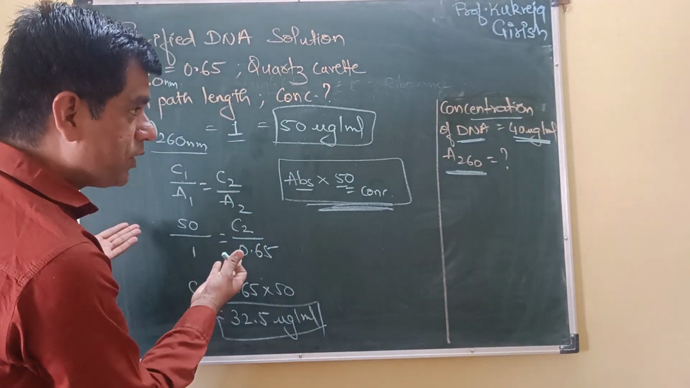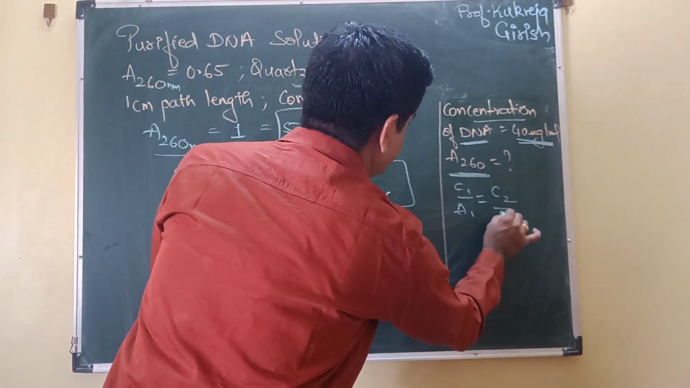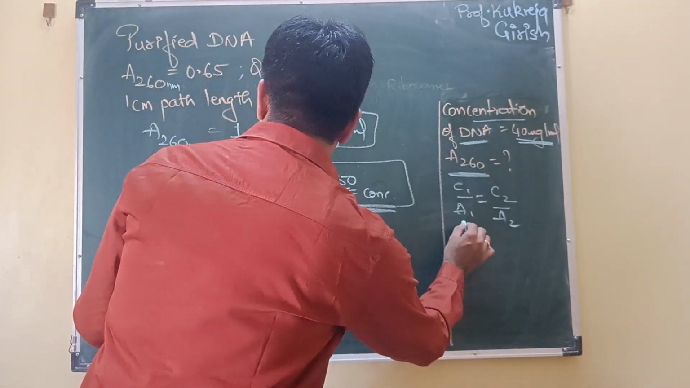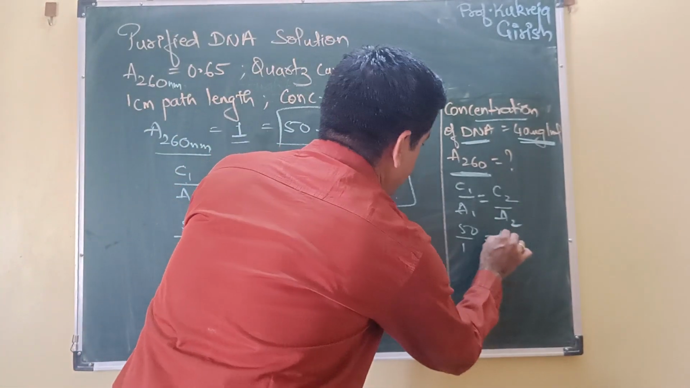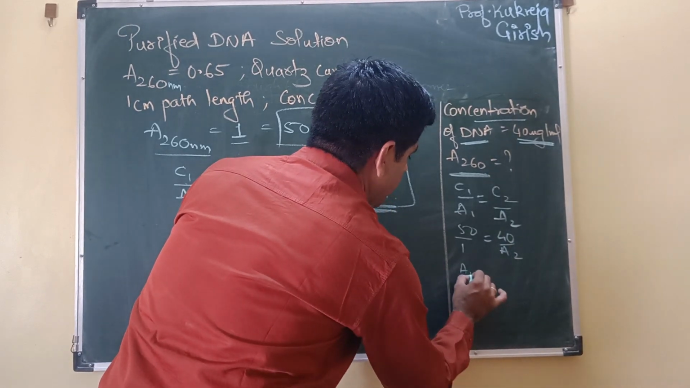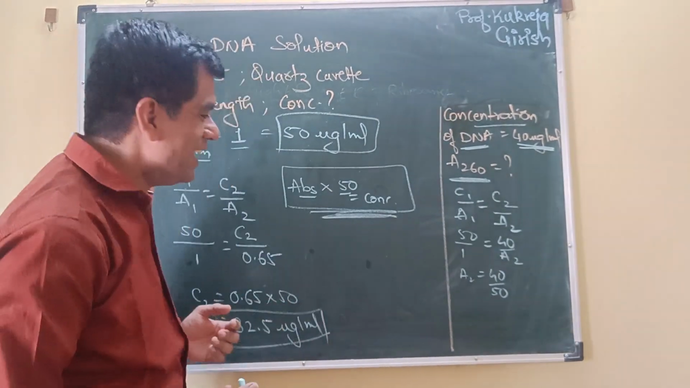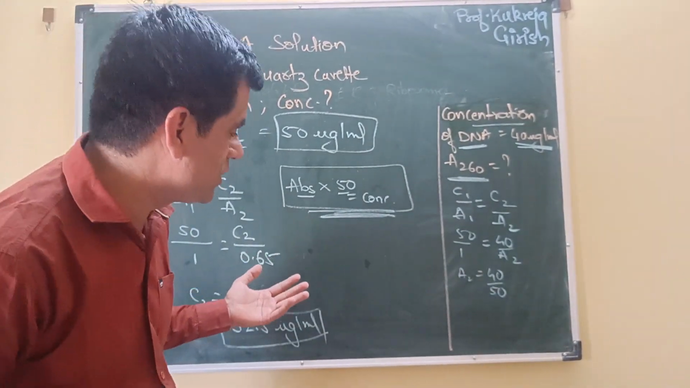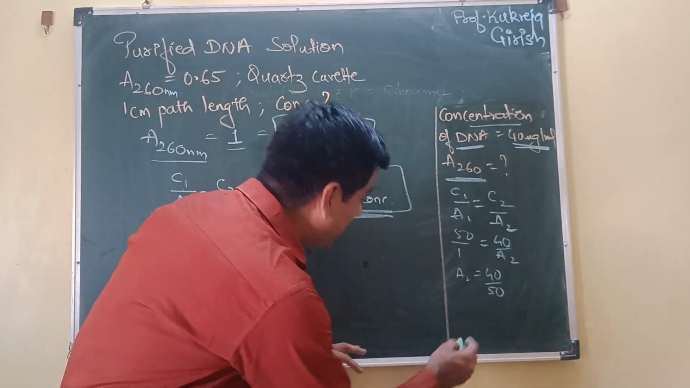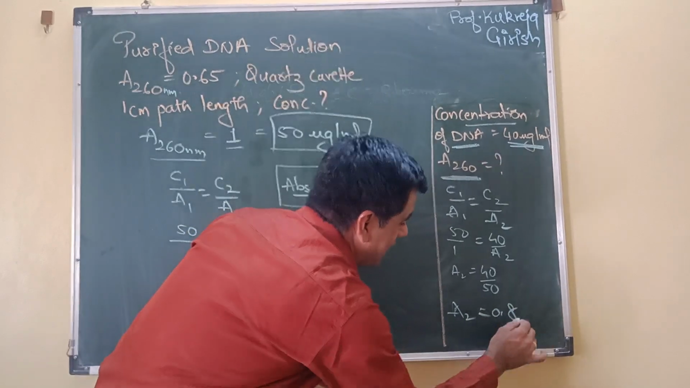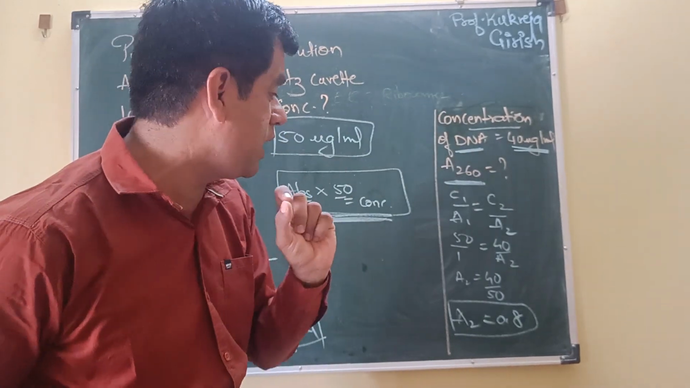So I'll go with the same thing. I have C1 upon A1 is equal to C2 upon A2, where my C1 is 50, absorbance is 1. Now I know the concentration, which is 40, but I don't know the absorbance, so A2 is 40 upon 50. Can you solve it out? That's very easy. So this absorbance is 0.8. So absorbance at 260 nanometer of 40 microgram per ml would be 0.8.